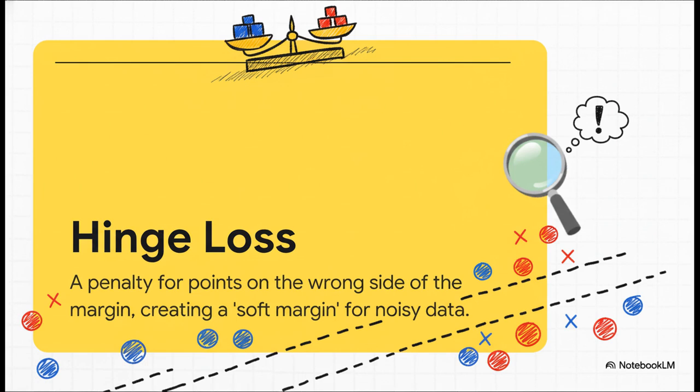No, not at all. This is where another really clever idea called hinge loss saves the day. You can think of it like a penalty system. The SVM basically says, okay, I'll allow some points to be inside the margin or even on the wrong side of the street completely, but I'm going to add a penalty every time that happens. This flexibility creates what's called a soft margin, and it's what lets the SVM find the best possible street even when the data is noisy and imperfect.